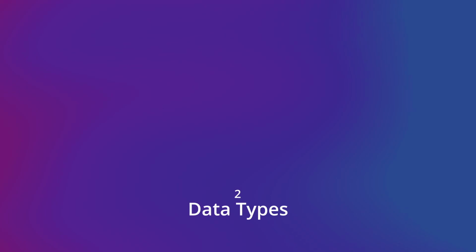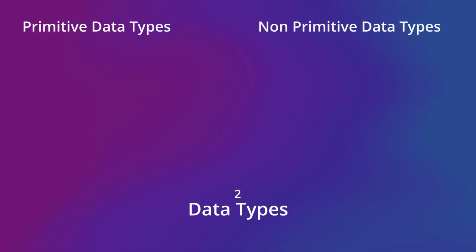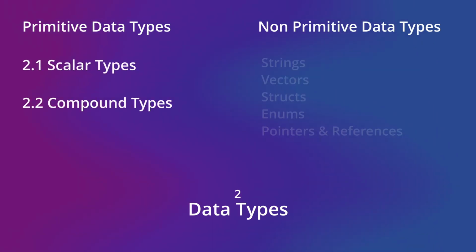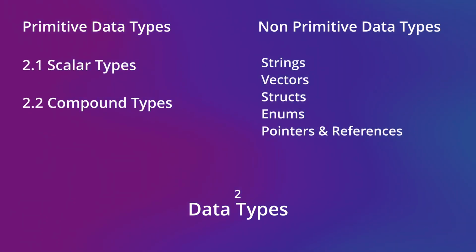Data types can be divided into two broad categories, primitive and non-primitive. Primitive data types are predefined data types, and non-primitive data types are the data types that have been constructed using the primitive data types. We will dive into non-primitive data types in later videos. For now, we'll be using string for taking input from the user, but we will only focus on primitive data types. Within primitive data types, there are scalar and compound types.